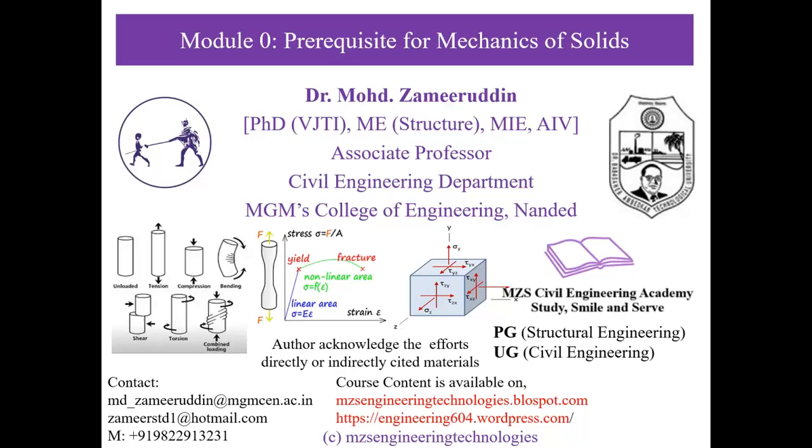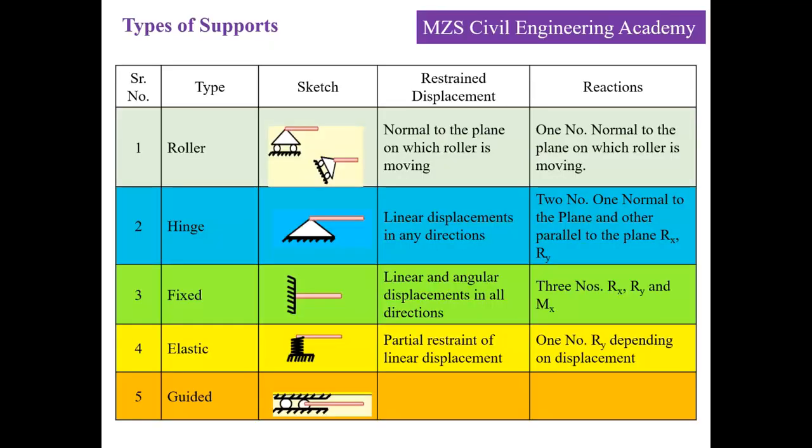In this prerequisite session, we'll be discussing the types of supports. For a structural member, there are generally five types of support in existence: roller support, hinge support, fixed support, elastic support, and guided support. These supports define the degrees of freedom of that structure and the forces arising due to end restraints.